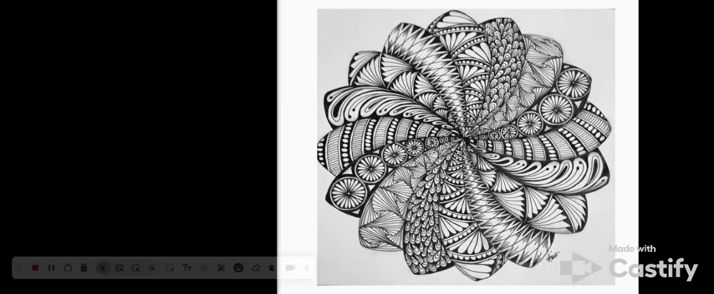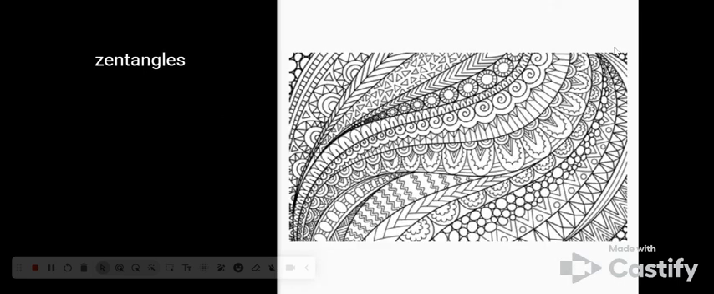Here's some examples of Zentangles. You can see this is kind of all swirling around itself. Another example of Zentangles.